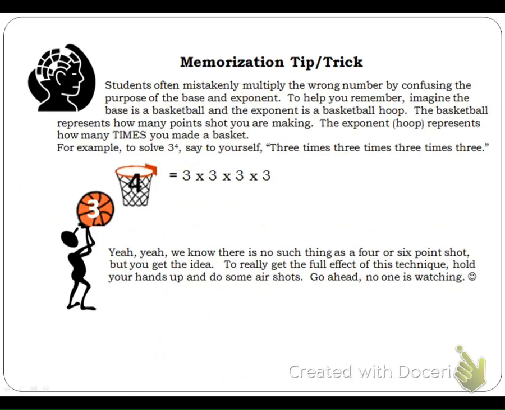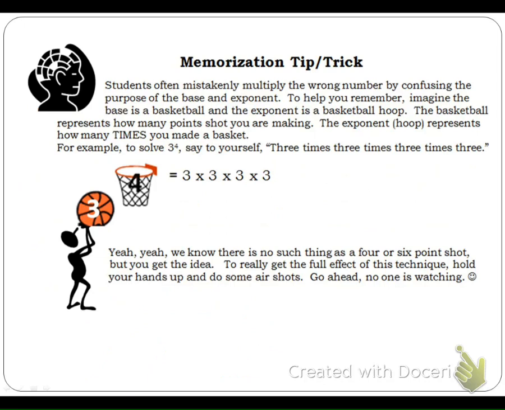A great way to help you remember your exponents is to think of a basketball player. The base is your ball and the exponent is your hoop. The base is like saying how many points shot you were making, and the exponent is how many times you put it in the basket. So 3 to the 4th is 3 times 3 times 3 times 3. Now we know there's no such thing as any point shot over 3, but you get the idea.